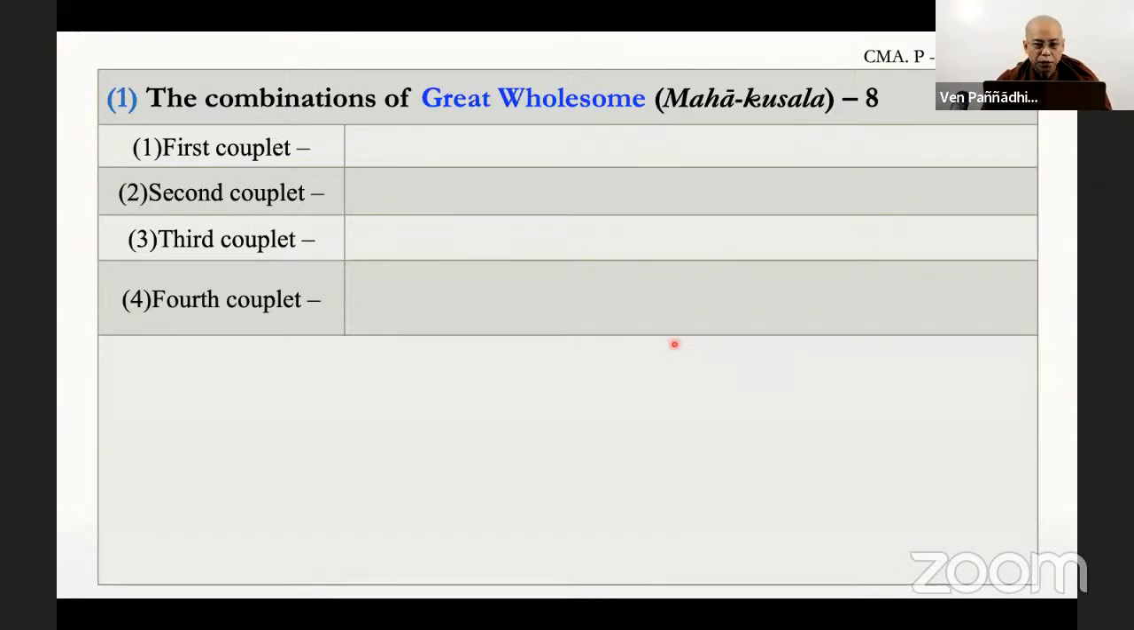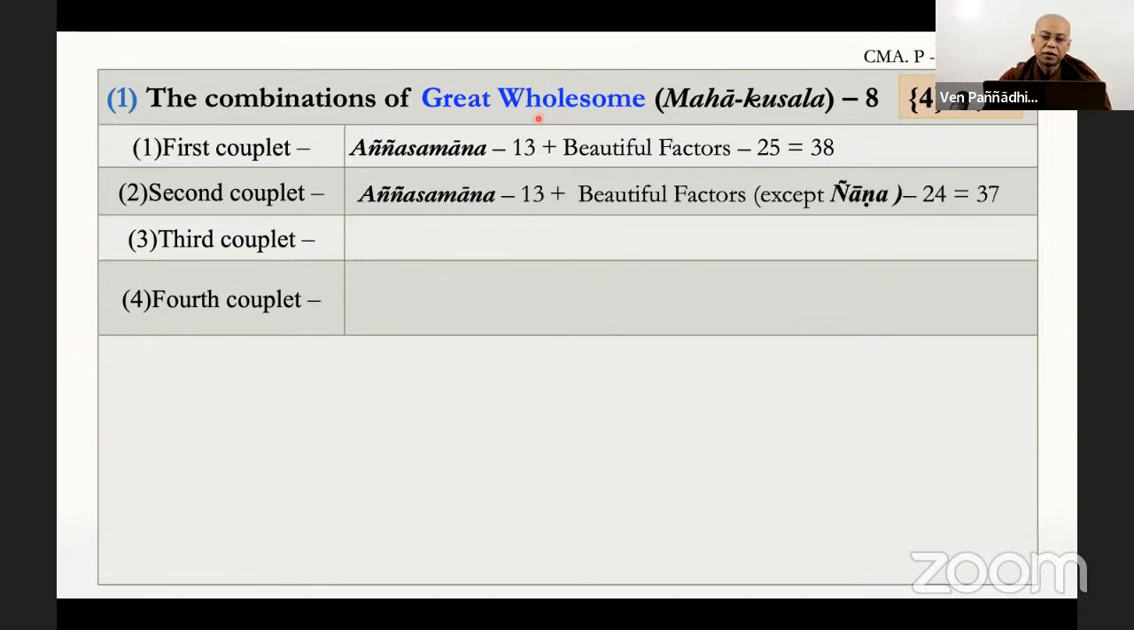Okay, so for the great wholesome, remember the great wholesome has the large number of 38 as usual. So based upon 38, you need to consider how many can be associated. For the first couplet, how many mental factors can be associated? 38, all, right? So all 38. And for the second, because 37, why is nana an exception? Because it's Nana Vippayutta, very easy to know. And Nana Vippayutta, so nana is an exception.